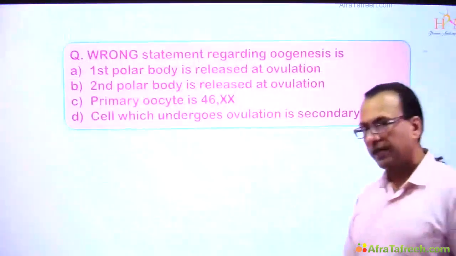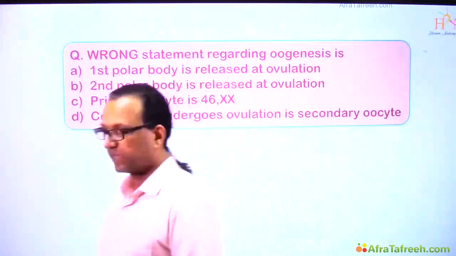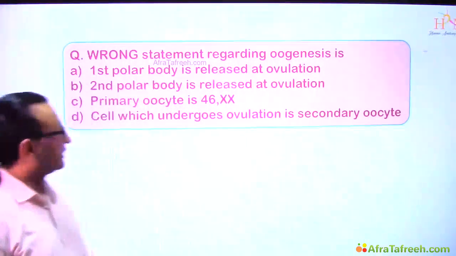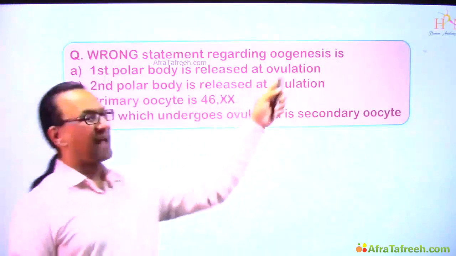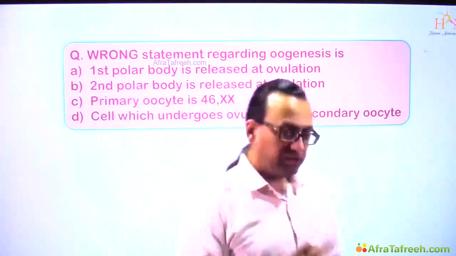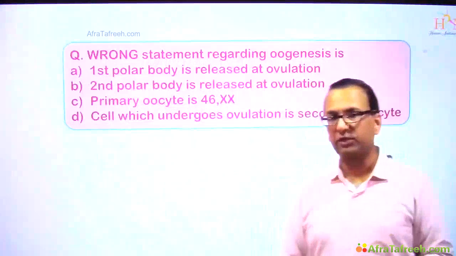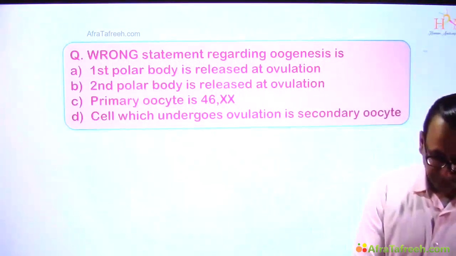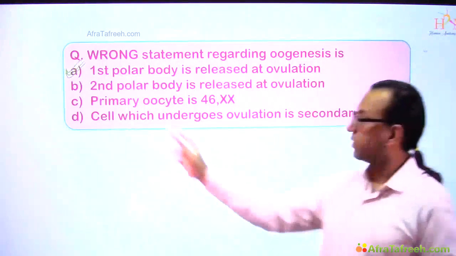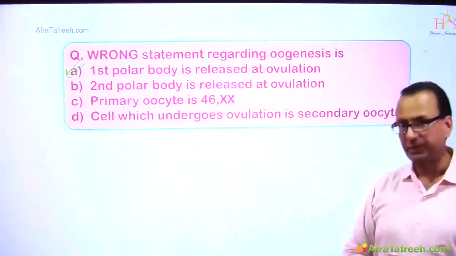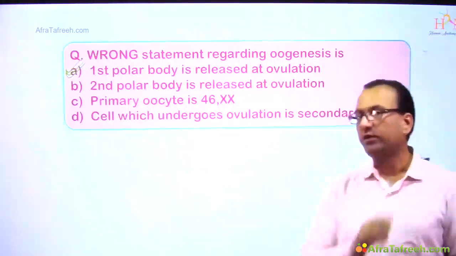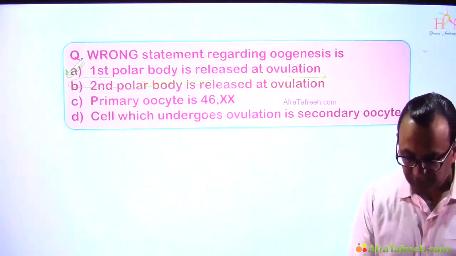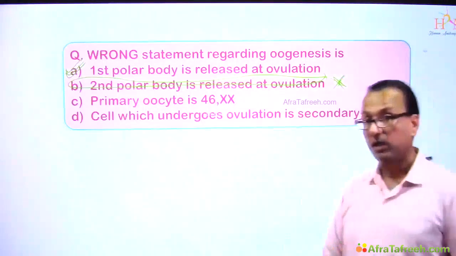But there is a question before that. It is asking us the wrong statement regarding oogenesis. We have seen first polar body is released at ovulation. Actually it is before ovulation, but some books will say at ovulation, no problem here. Then what about the second polar body? Second polar body is released after fertilization. So this is a wrong statement and that is our answer.